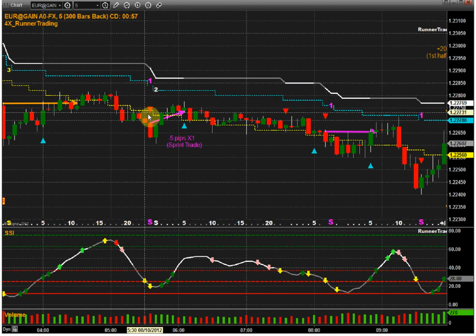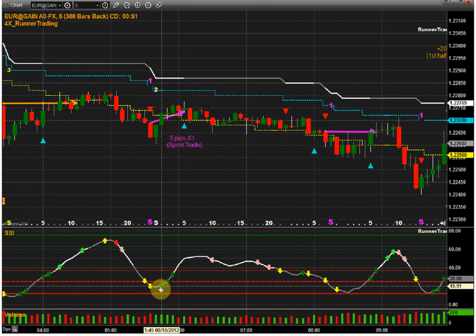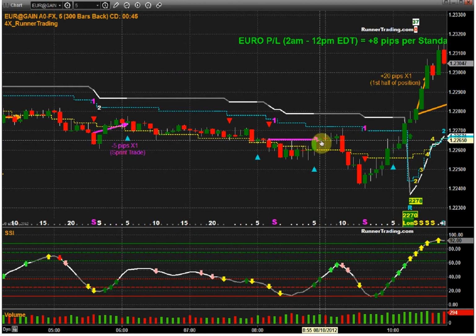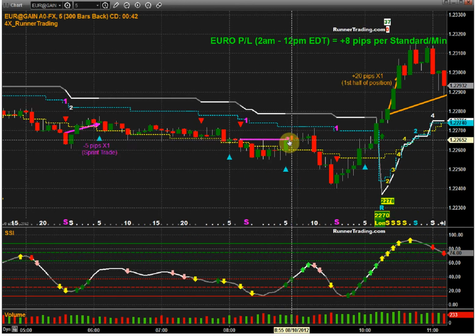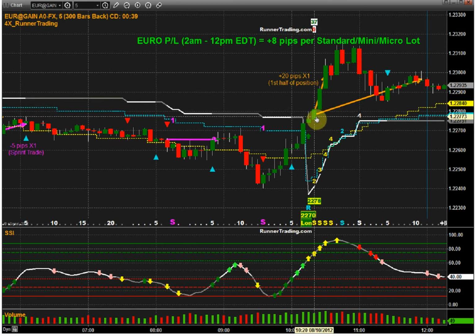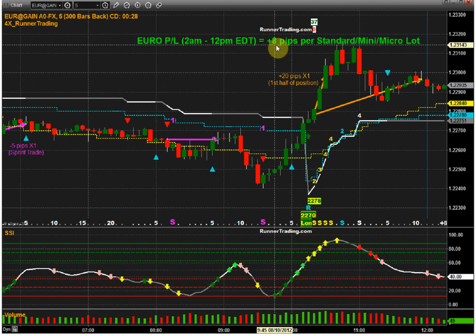Sprint trade went down about 7 or 8 ticks, didn't follow through, closed at the first aqua triangle when you have arrows going against you. This trade, entry here, exit here for the same reasons listed here, break even. This trade, a long, made 20 pips, and then the runner on this trade got taken out here at 11:55, one candle before the 12 o'clock, where we exit trades on the euro. Total of 8 pips made today on profit on the euro.